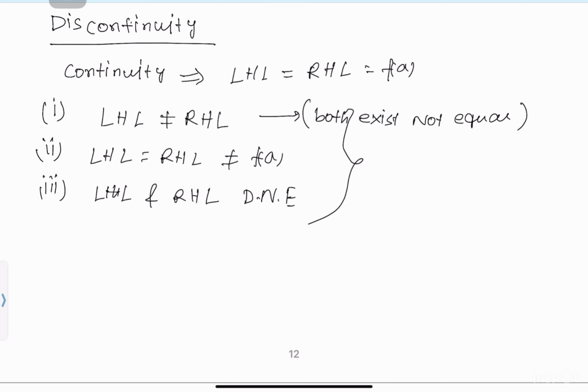This is that case now. This time, this is called the first kind discontinuity. I'm writing here: first kind discontinuity. Clear?